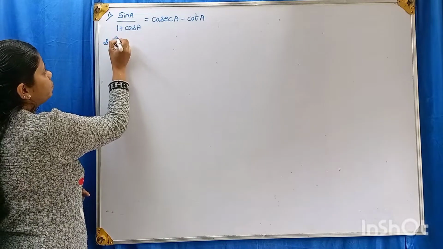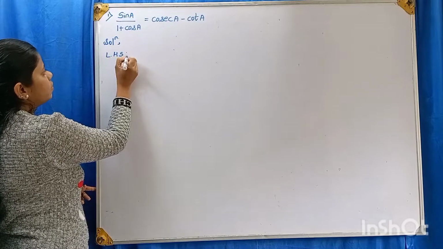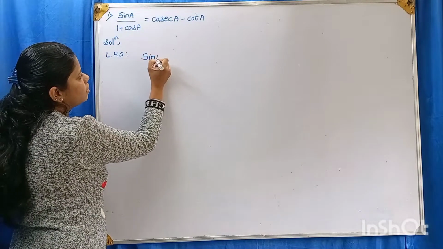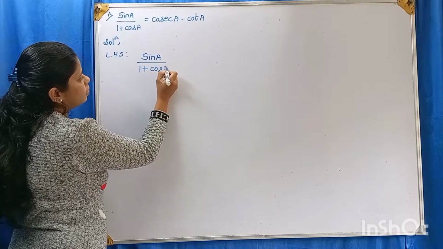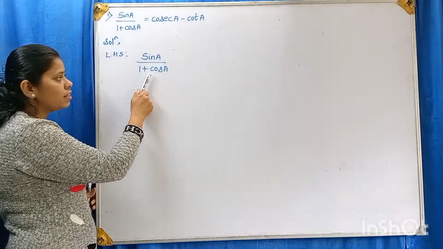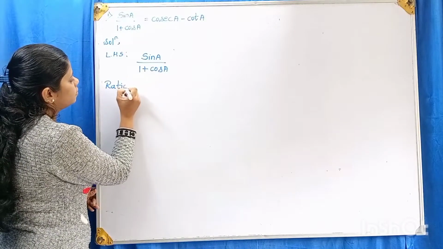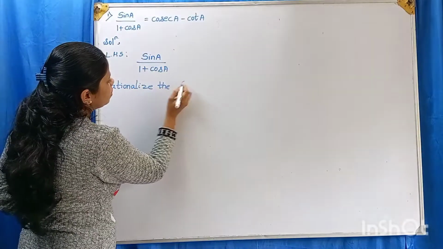Solution. LHS is sin A divided by 1 plus cos A, right? To solve this, first let us rationalize the denominator.